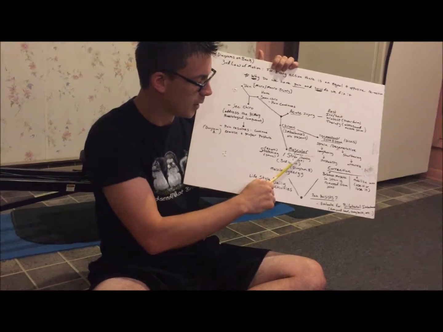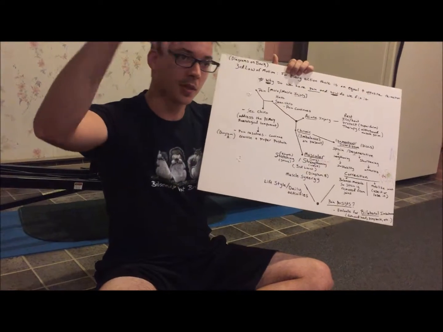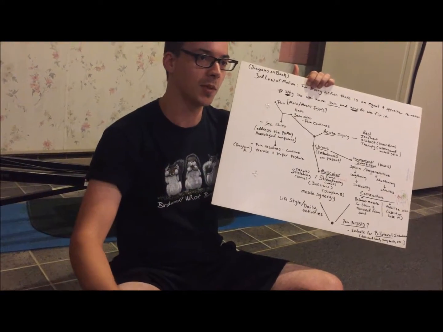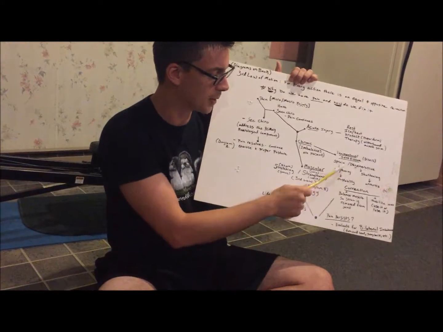So it's long. We call that a strain. It's long and overstretched. That's a muscle strain, which is different than a sprain. Sprain we'll get to later. That's ligaments.